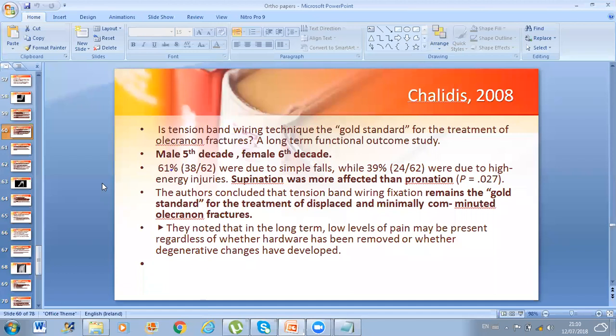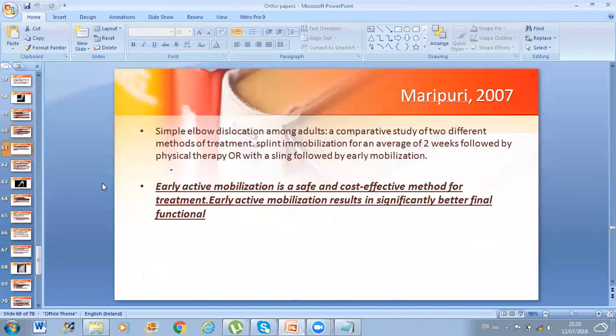Okay. Childs 2008. Is tension band wiring technique the gold standard for the treatment of olecranon fracture? It's a long-term functional outcome study. He quoted that male 5th decade and female 6th decade is the most common incidence of this fracture. And 61% are due to simple falls, 39% are due to high energy injuries, and supination was more effective than pronation. Author concluded that tension band wiring fixation remains the gold standard for the treatment of displaced and minimally comminuted fracture. As Satish said, if there is comminution, you go for plate.